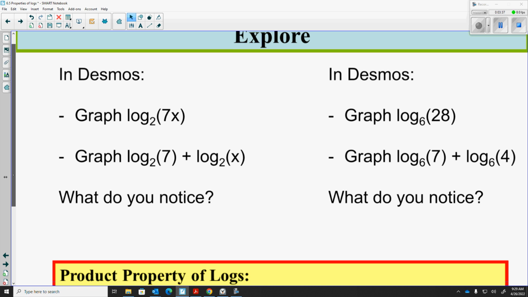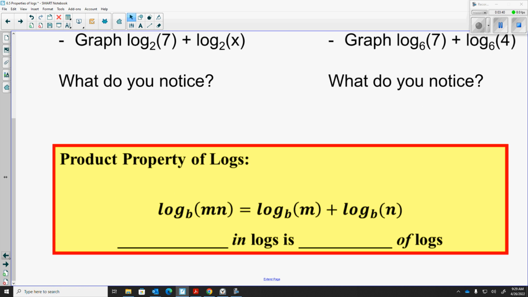And the rule is this, the product property of logs. In math language, it looks like this. Log base b of m times n equals log base b of m plus log base b of n. There's an easier way to think about it. Let's write it in English words.